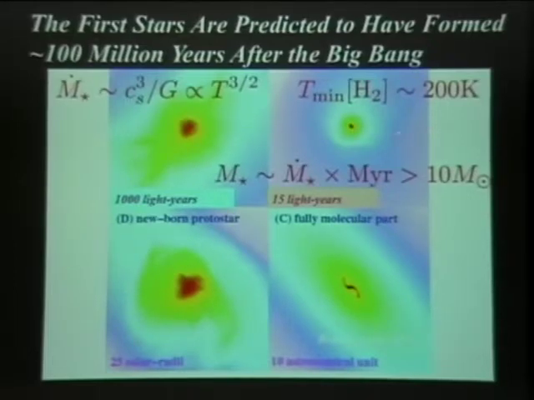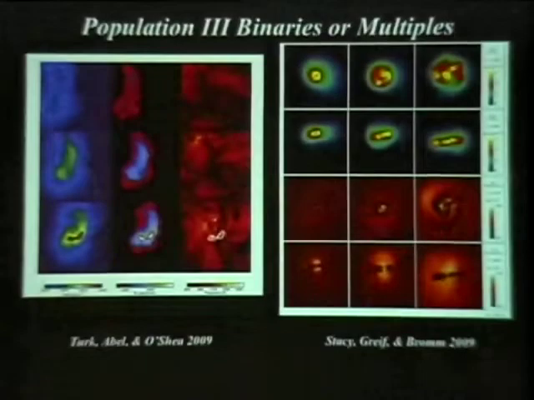And the reason for that is that the temperature of the gas that makes stars in the Milky Way galaxy is much lower than 200 degrees Kelvin. It's of order tens of degrees Kelvin. And so the fact that we can cool the primordial gas only to this temperature floor means that we have necessarily a high accretion rate that makes more massive stars.